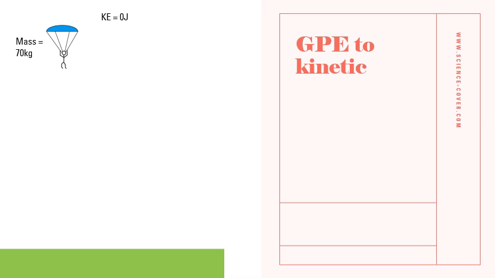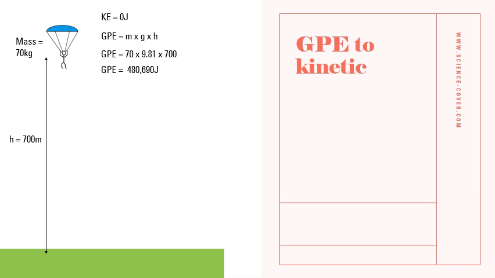To calculate the gravitational potential energy, we can use the equation mass times gravity times height. Let's give our skydiver the height of 700 meters. The gravitational potential energy of the skydiver is mass times gravity times height. This is 70 times 9.81 times 700, which equals 480,690 joules of energy.